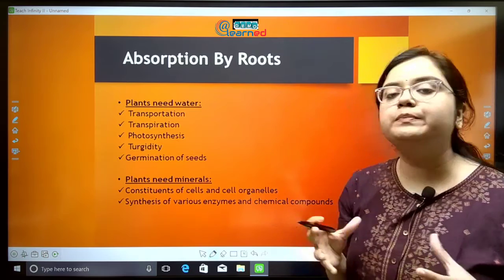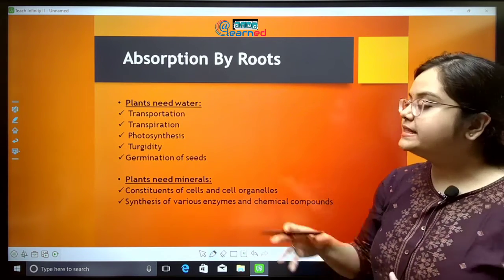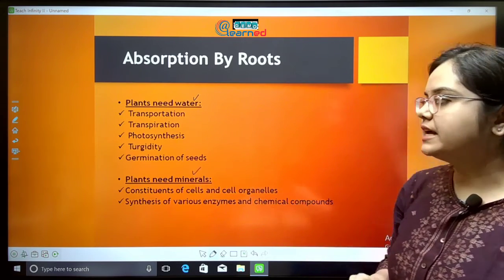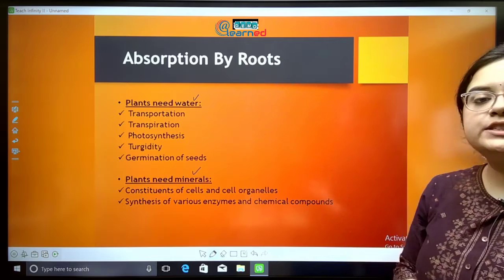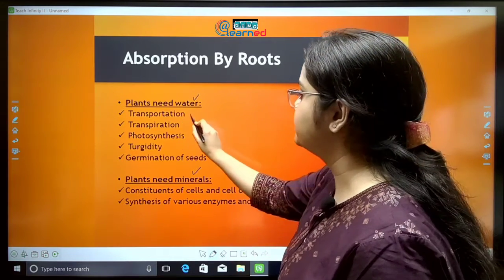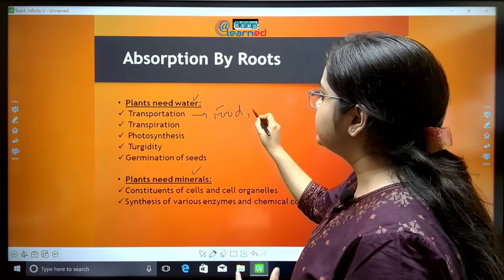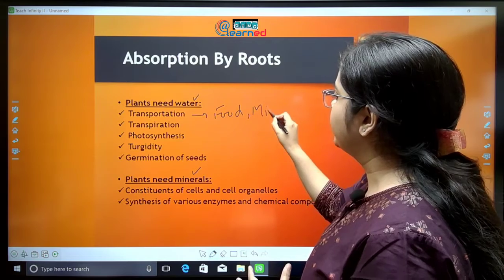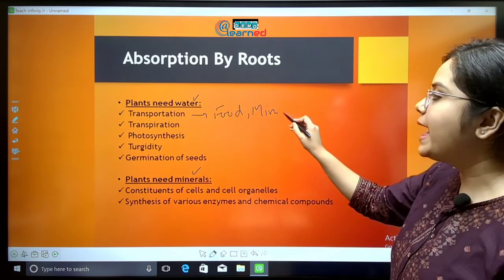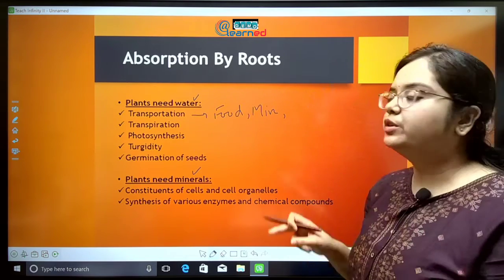Now what do the plants take up in their roots from the soil? They take up two things: one is water and the other one is minerals. Now water is needed for what? It is needed for transportation. Transportation of what? Transportation of food, transportation of minerals. Now I'll be giving you short forms of this. You have to understand food, minerals and other ions and solutes which are getting transported throughout the plant body.